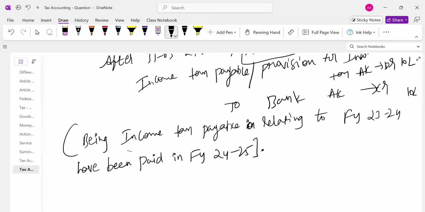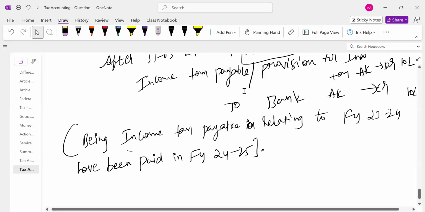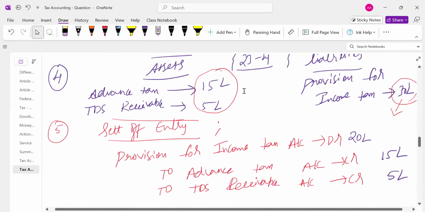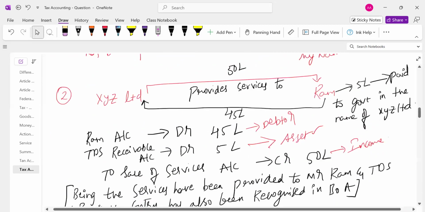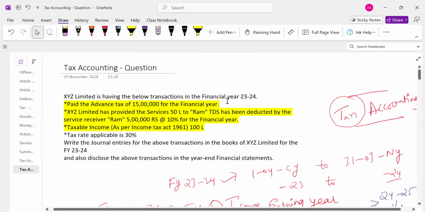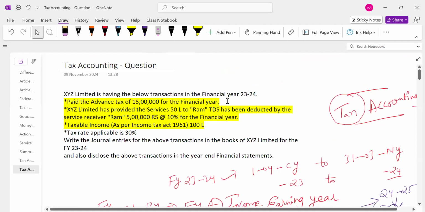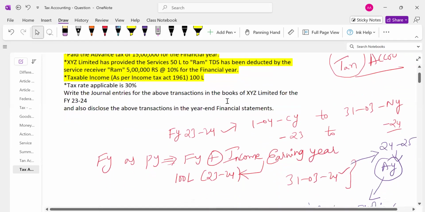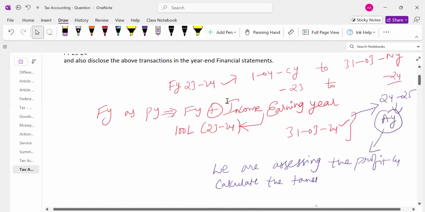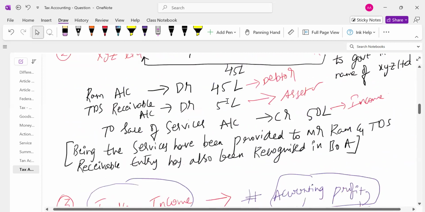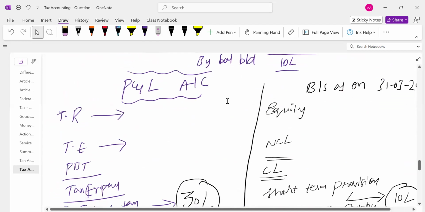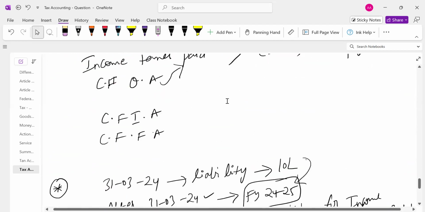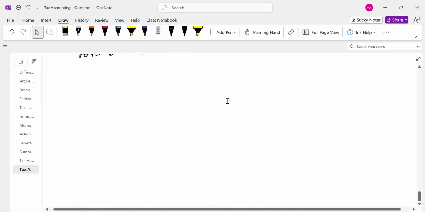Okay, clear? Yes. So this is all about the tax accounting concept. In this concept, we have seen how to record the transactions relating to tax practically in the company's books of accounts. And wherever possibility exists, I have given reasoning also for the same. Thank you very much.